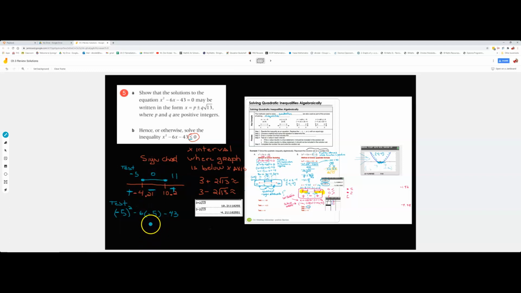Now if we wrote it in set notation, we'd say x is less than or equal to 3 plus 2 root 13, and x is greater than or equal to 3 minus 2 root 13. Or in interval notation, I would write bracket 3 minus 2 root 13, comma, 3 plus 2 root 13, square bracket. Okay, so either one of these solutions would be fine.